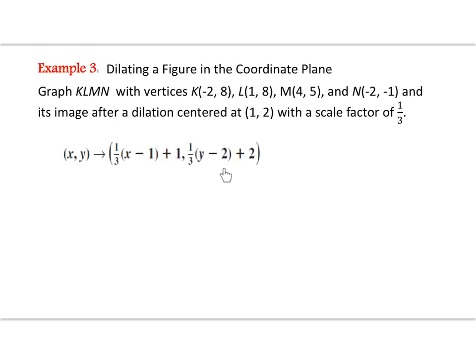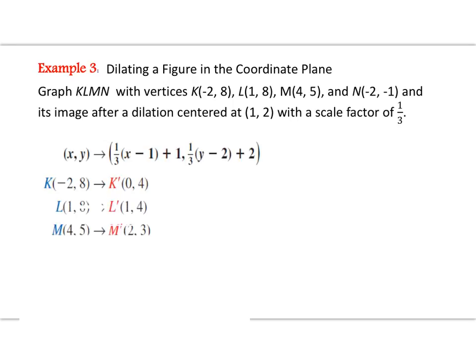Then we'll do the same thing with the y, but we'll do minus 2, which is the y coordinate of the center point. All the y coordinates of the vertices will plug into this y variable, then minus 2, and then order of operations: multiply by 1/3, then add 2. So let's see the results. We would get K prime at (0, 4), L prime at (1, 4), M prime at (2, 3), and N prime at (0, 1).